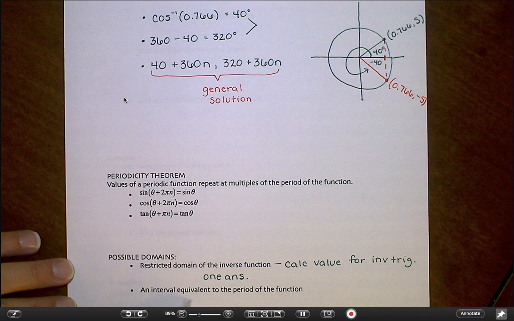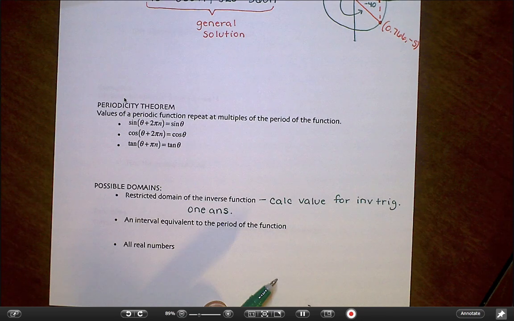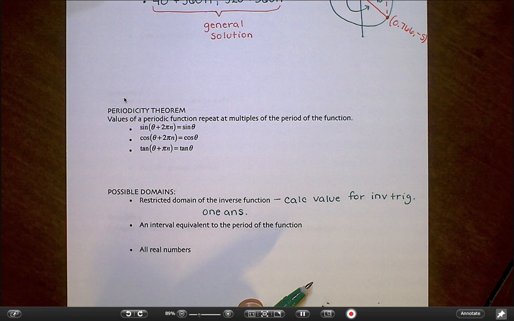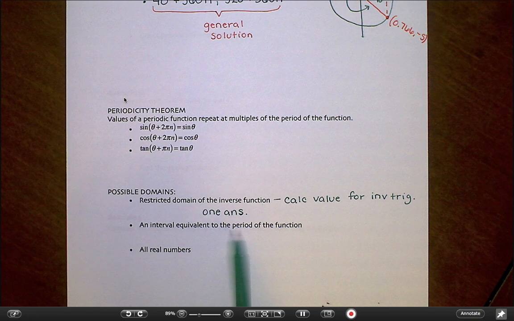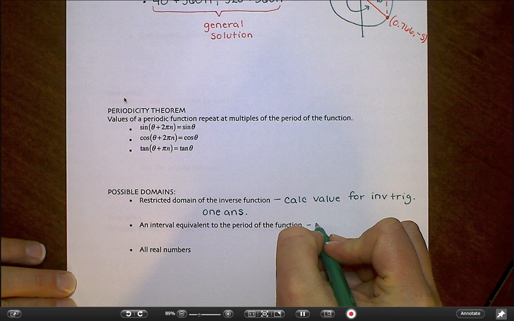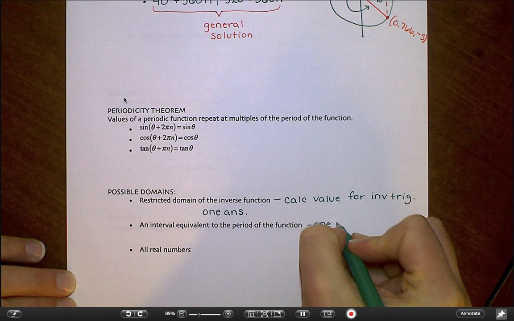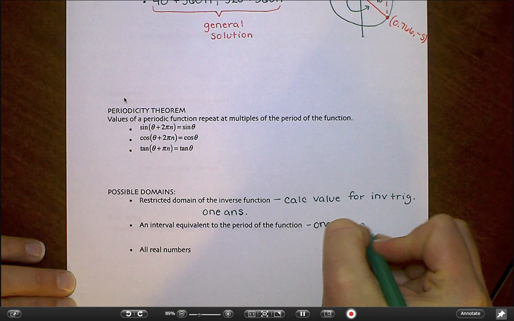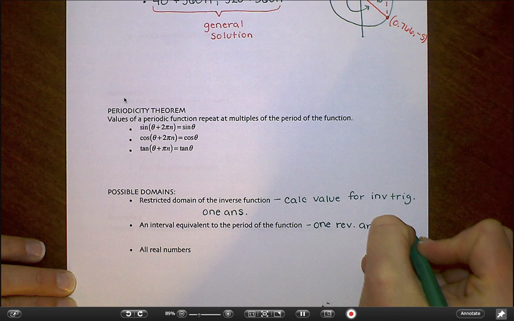An interval equivalent to the period of the function. That one's really not going to make sense to you because this year in particular, we haven't talked about the graphs of these functions yet. So I don't know if you're familiar with this concept of the period of the function, but really this is one time around the circle. One revolution around the unit circle.